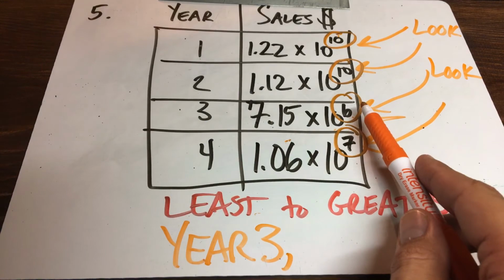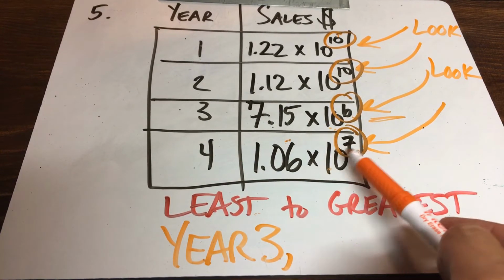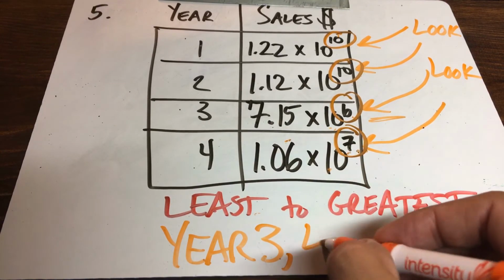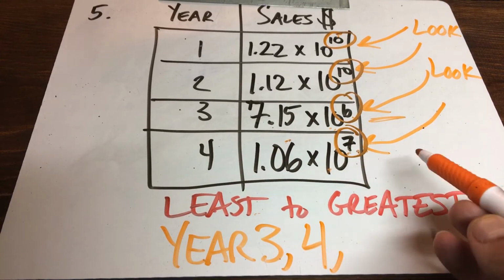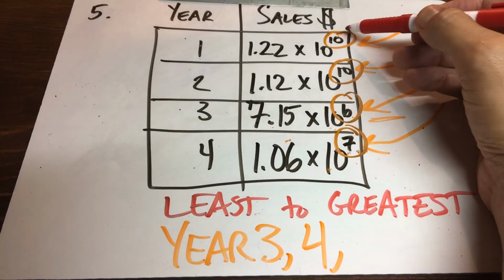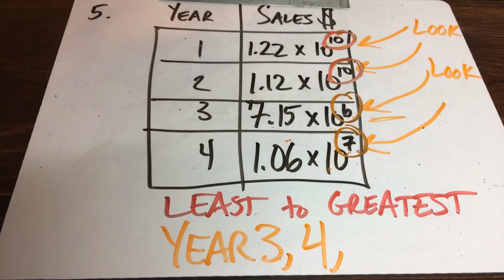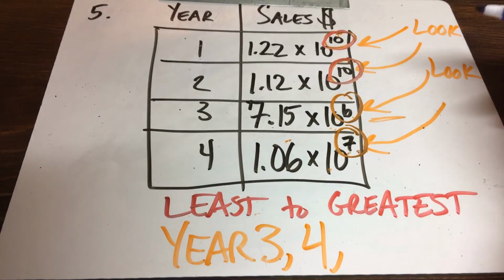And then guess what's going to be next? If this is the smallest, because it's 10 to the 6th, then 10 to the 7th should be next. So year number 4 is next. And now these two are tied. These two at the top are both 10 to the 10th, right? Here and here. If you have a tie, now it's when you should be looking at the decimal.